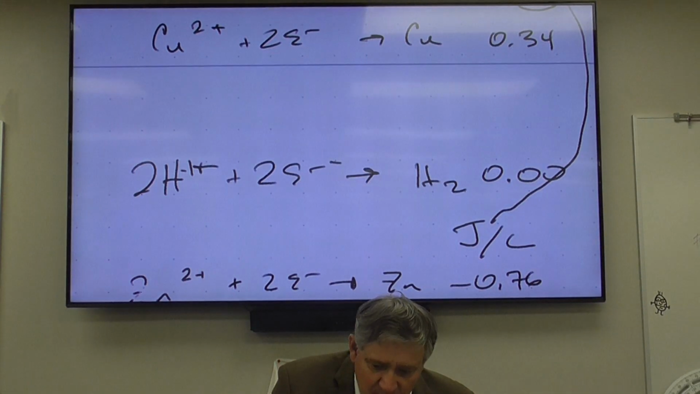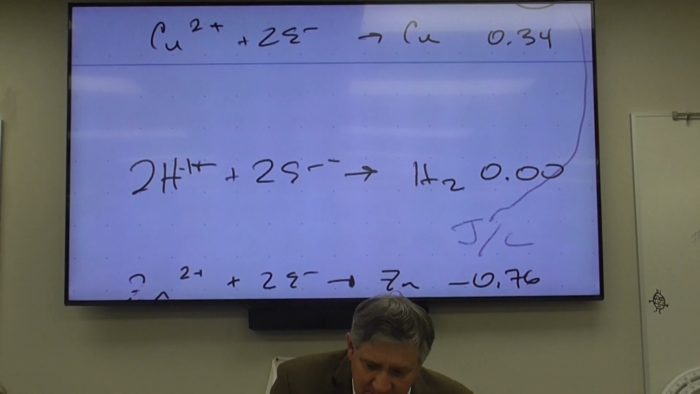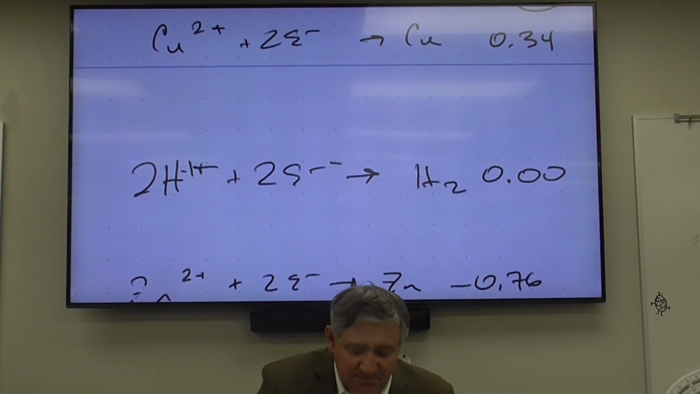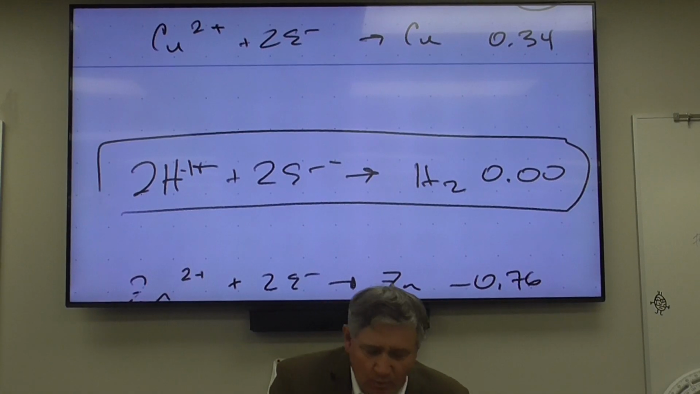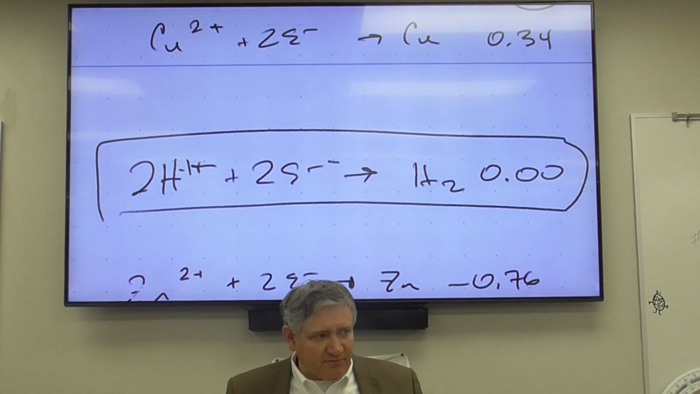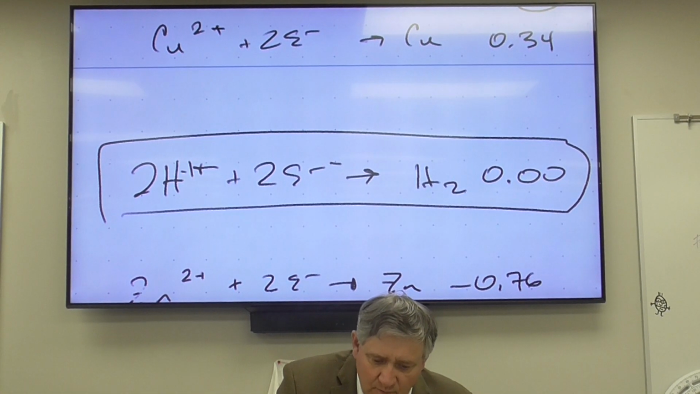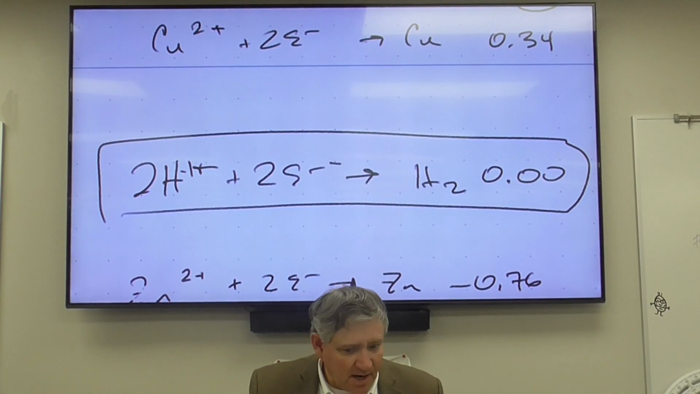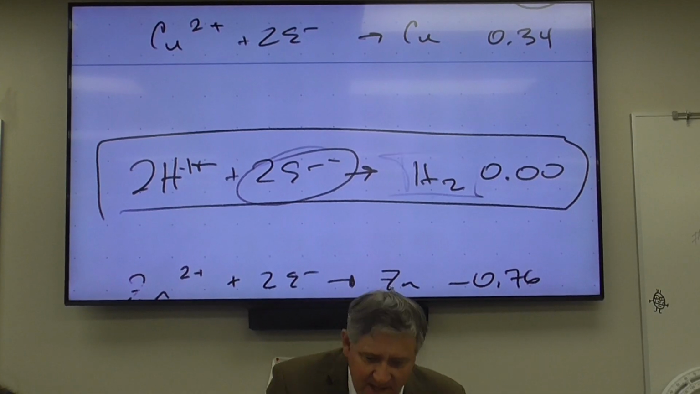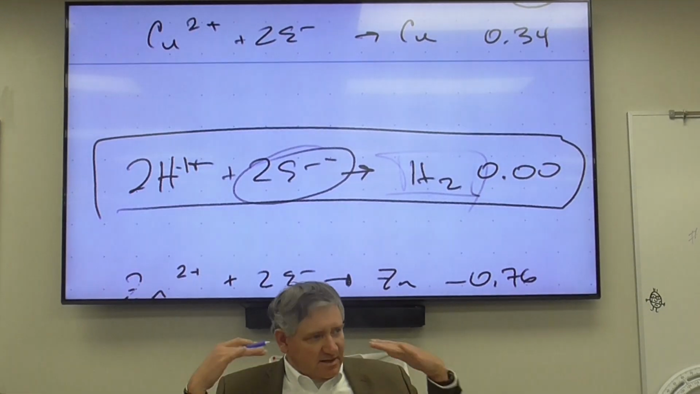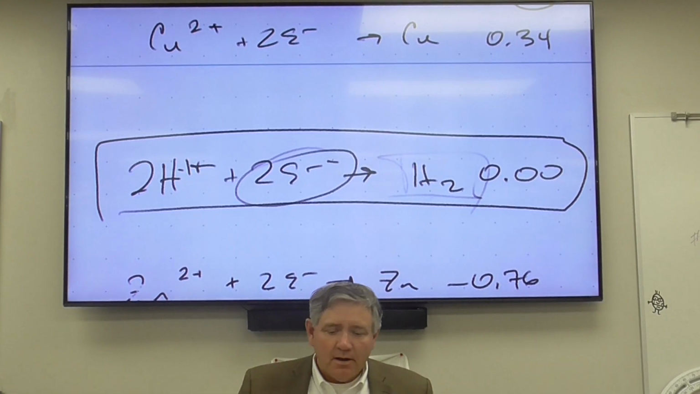So how this works is that they established hydrogen as the baseline. They said, we need to establish something as the reference. So this reaction where you take 2 hydronium ions and 2 electrons and it forms hydrogen gas, that's defined as a benchmark of 0.